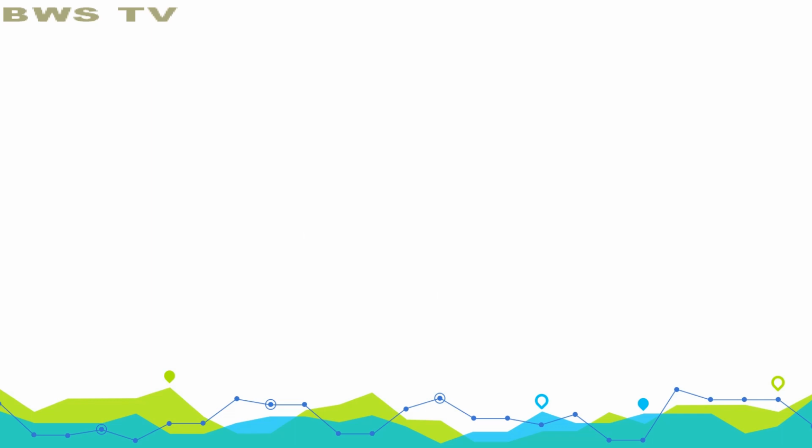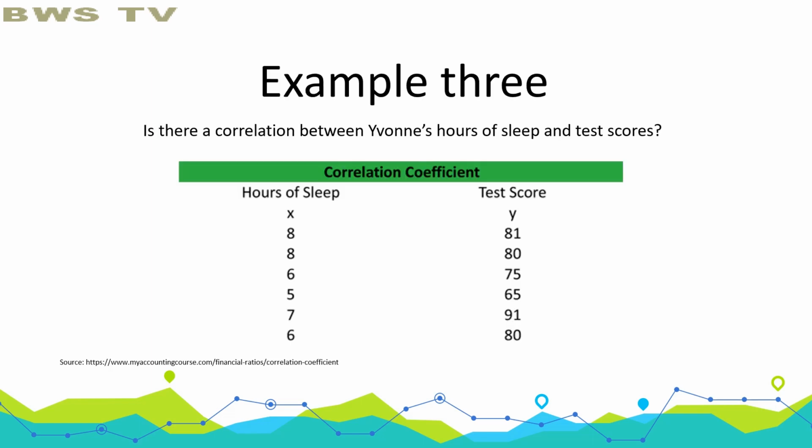In the next slide, we will show you an example that shows a somewhat more general usage of the Pearson's R. Let's say that there is a good student named Yvonne. Sometimes she doesn't get enough sleep. She hypothesizes that when she gets more sleep, she does better on tests. Using Pearson's R, can she say that there is a correlation between her hours of sleep and test scores?